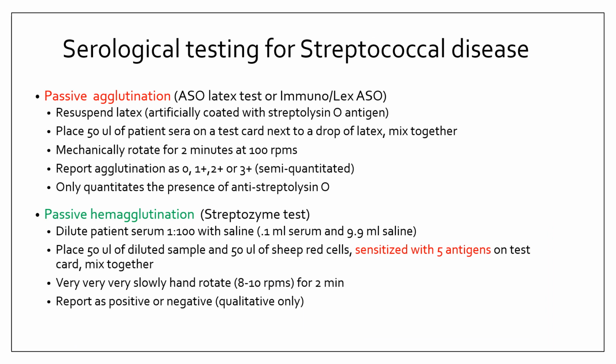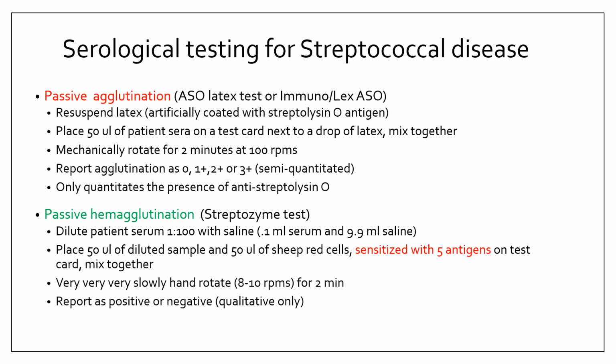There's a couple of different serology kits on the market that will look for streptococcal antibodies. Okay, one is a passive agglutination test called the ASO latex test, also known as the Immunolex ASO. And another type of kit test that we can look for streptococcal antibodies is a passive hemagglutination test called the streptozyme test.